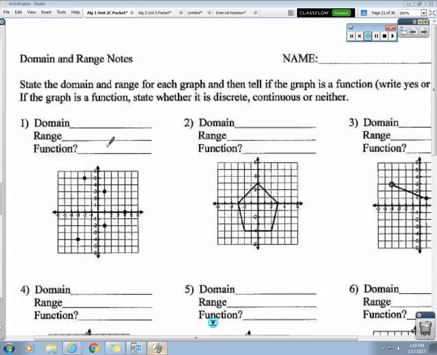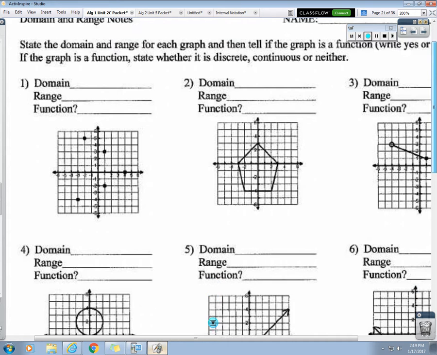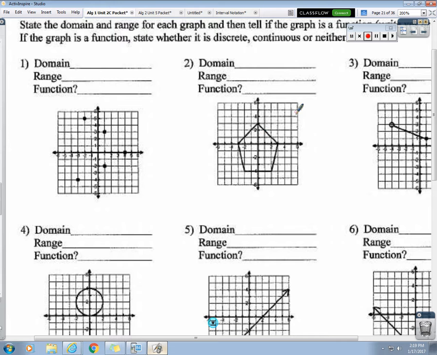We're going to skip number 1 because it's a little bit different, and we'll come back to it. Let's start with number 2. Let's go ahead and take care of the easy part. Is this a function? Why not? Right. If we drew a vertical line anywhere through this, it would hit it in 2 different places, right? So it's not a function.